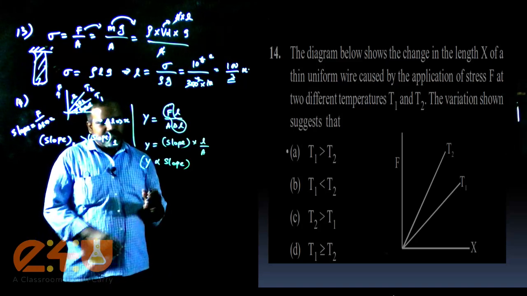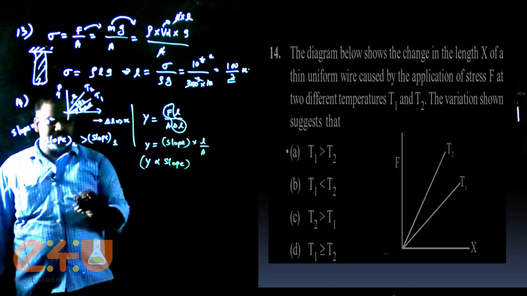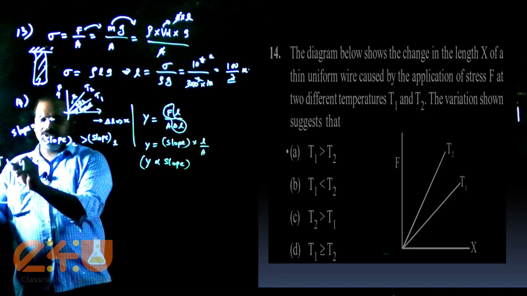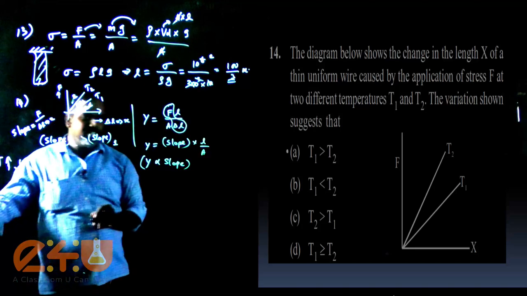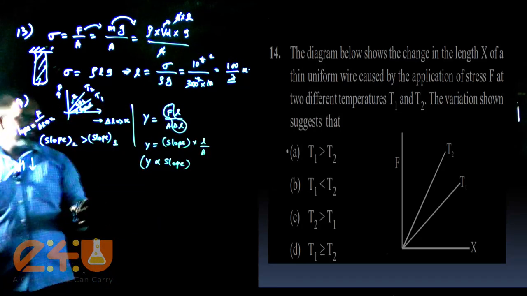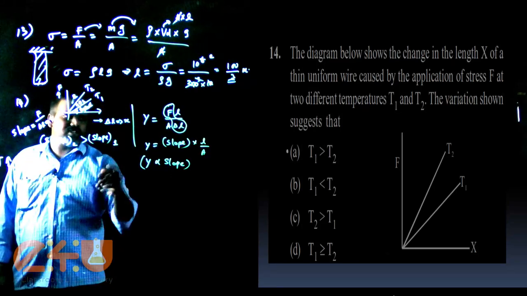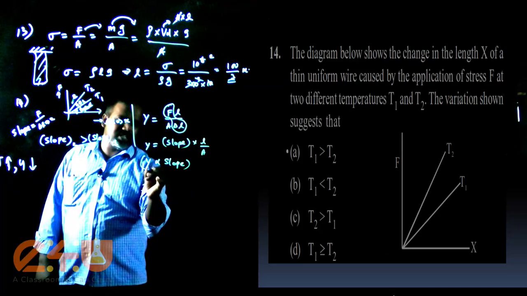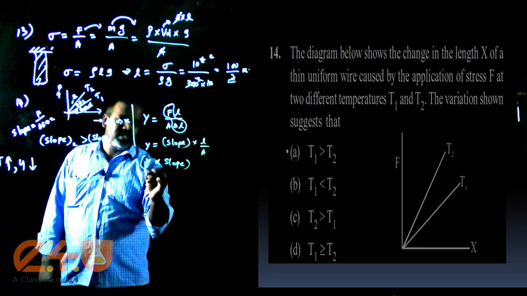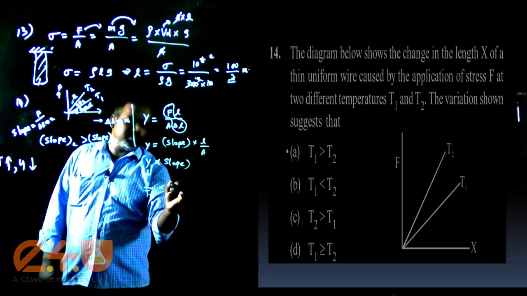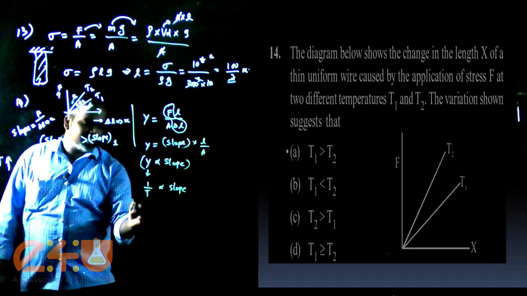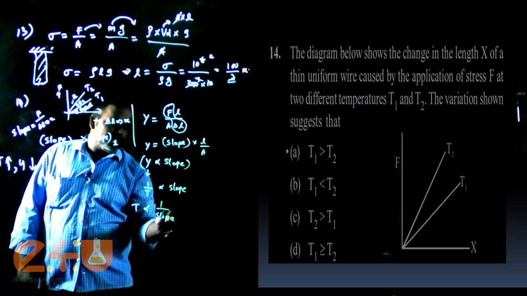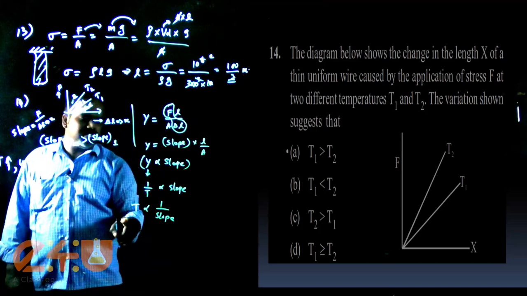But yesterday we discussed the thermal effect: when temperature increases, the value of Y decreases. So since Y and T are inversely proportional, 1 by T is proportional to slope, or T is proportional to 1 by slope. So if the slope is more, the temperature will be less, and vice versa.